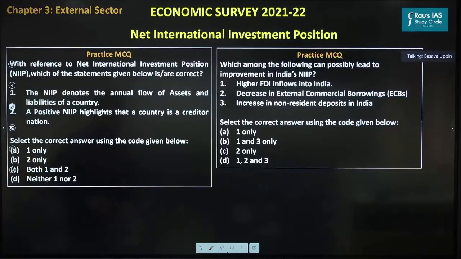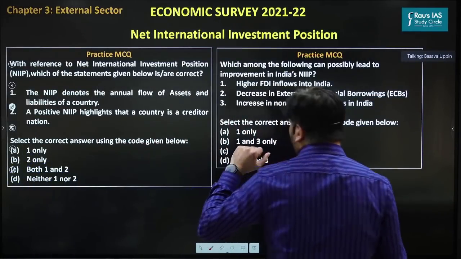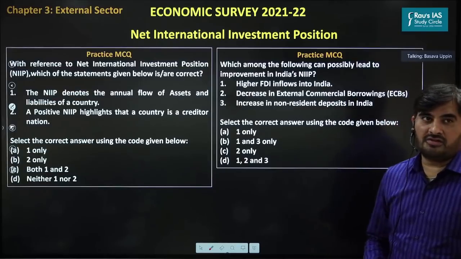Now look at this practice question. Let me know the answer. With reference to net international investment position, which of the following statements are correct? What do you think is the answer?